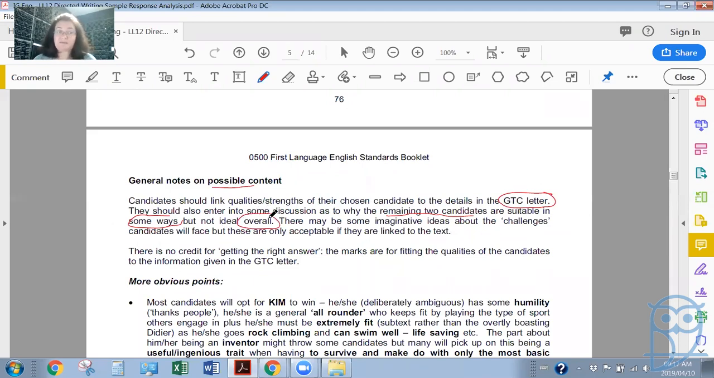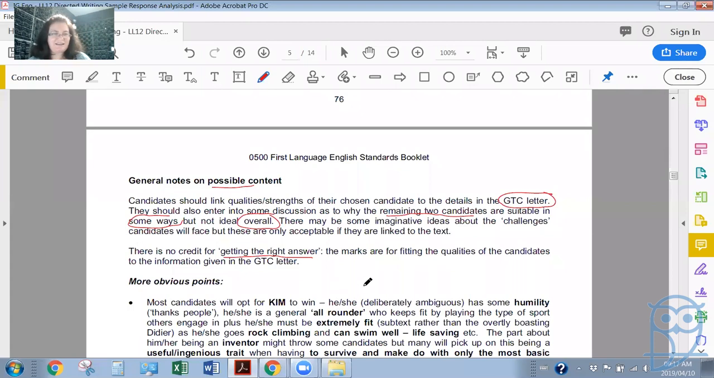So there are good things to be found about the other two candidates, even Didier. There may be some imaginative ideas about the challenges candidates will face, but these are only acceptable if they are linked to the text. So what they're saying is that sometimes you might go into more detail than is necessary. Focus on what is needed.